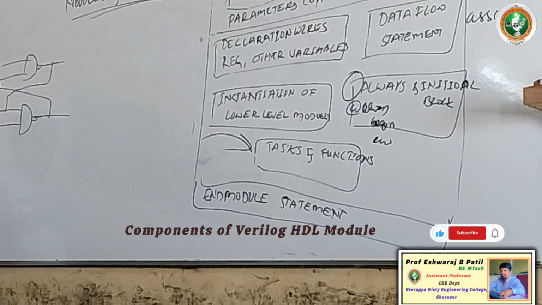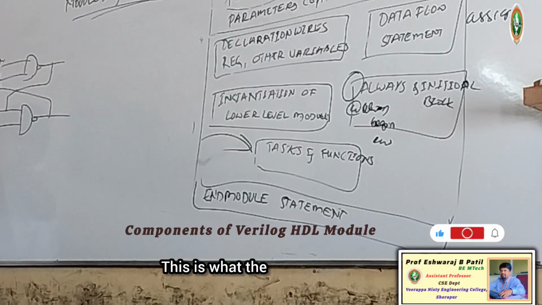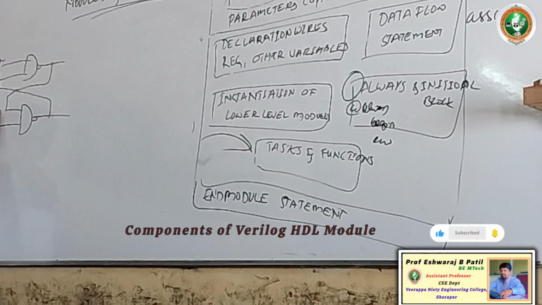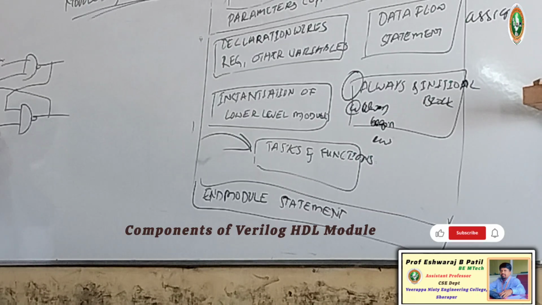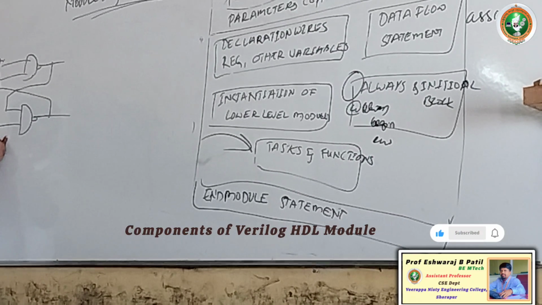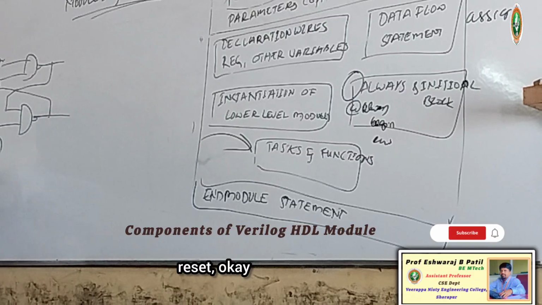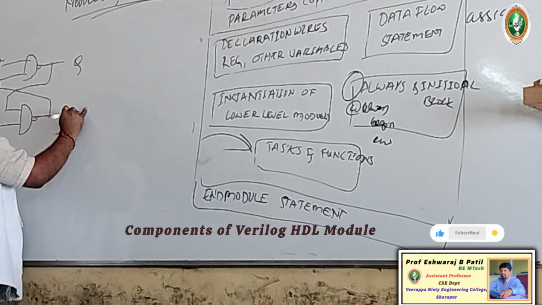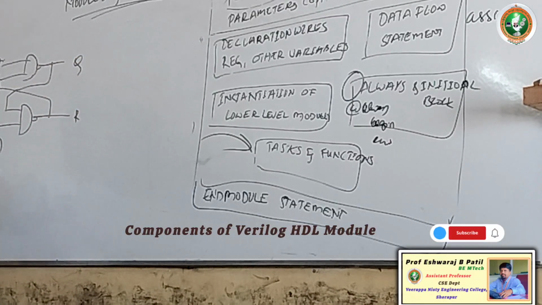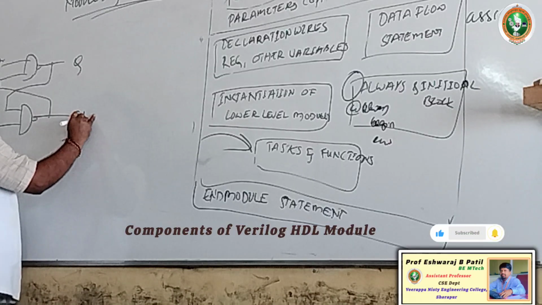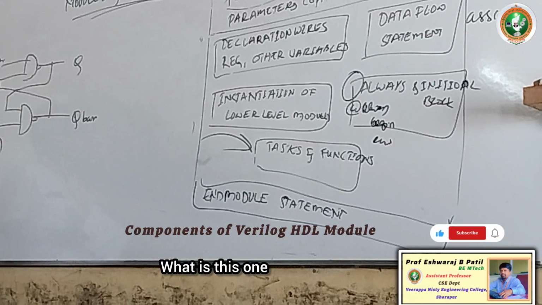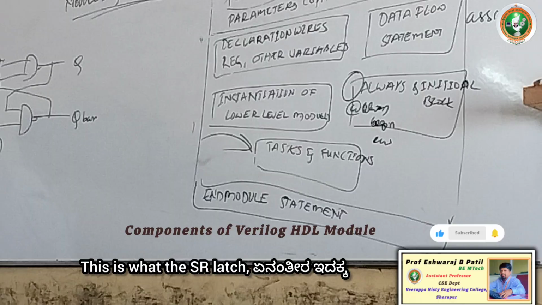What is this one? This is the S bar. This is the reset. Okay, this is the Q. This is the R. Sorry, Q bar. What is this one? This is the SR latch.